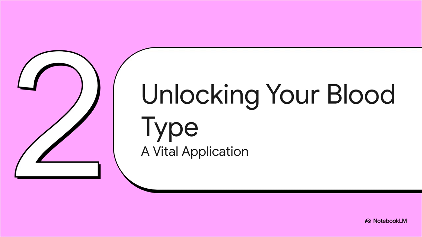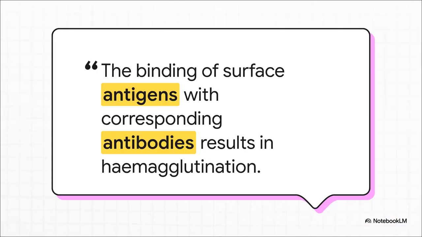Now let's see how this simple clumping is used in one of the most common and vital medical tests out there, finding out your blood type. Getting this right is quite literally a matter of life and death when it comes to blood transfusions. So here's the crucial point. Your red blood cells have these tiny little markers on their surface called antigens. When these antigens meet their specific matching antibody, they bind together. And that's what triggers the clumping reaction we've been talking about. This simple interaction is the key to everything.